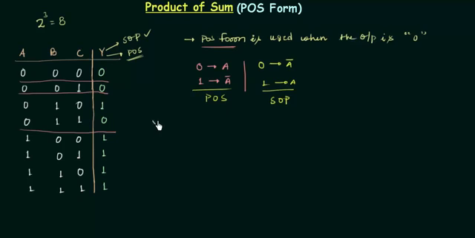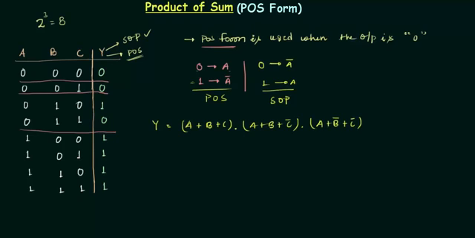Let's write it. The function is Y, and for the first case you can see A is 0, B is 0 and C is 0. So we will write it as A or B or C. And for the second case you can see A is 0, B is 0, C is 1. So A or B or C complement, we have to write it as C complement because it is 1. And for the last case we have A as 0, B as 1, C as 1.